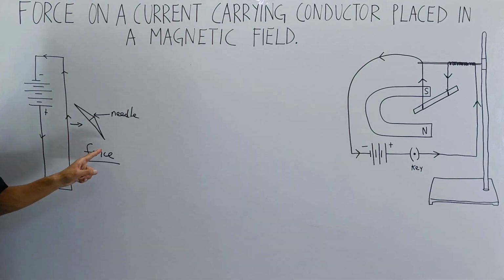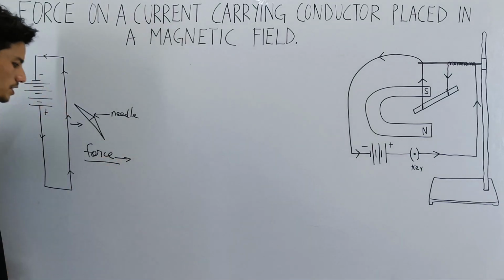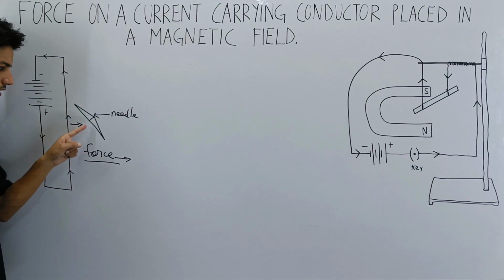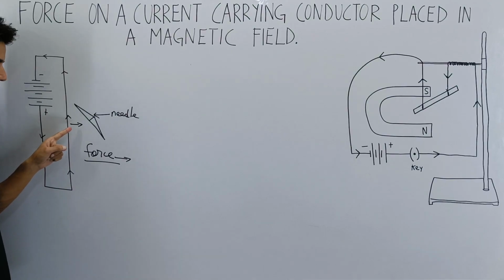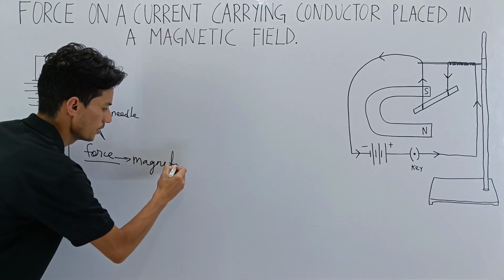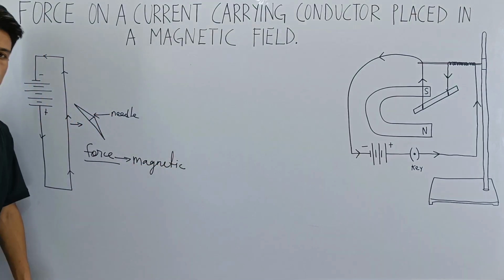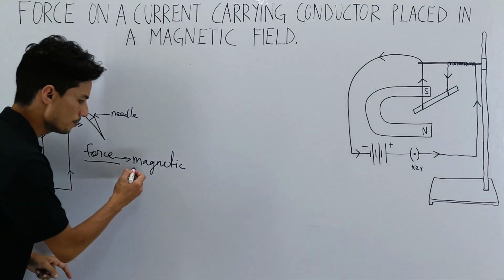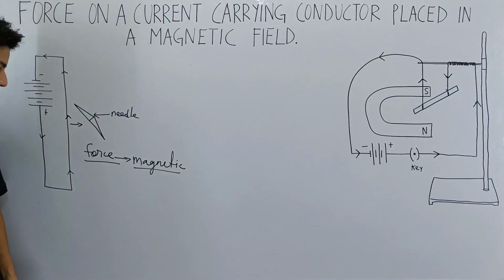Now, what type of force? Since it was a force, let us try to identify what type of force we are talking about. So what do you think? What type of force was exerted on the magnetic needle? A magnetic force was exerted. Remember this, very important. The type of force which was exerted by the current carrying conductor on the needle was a magnetic force.